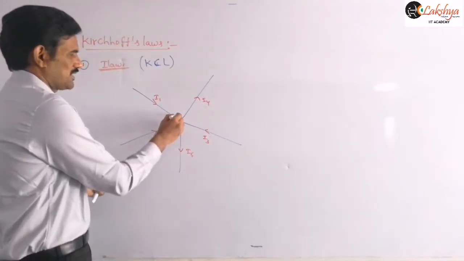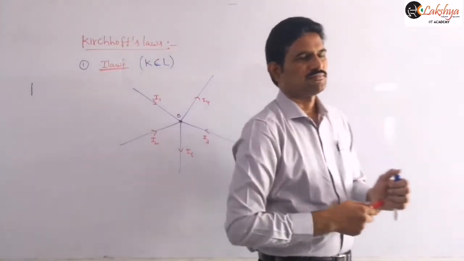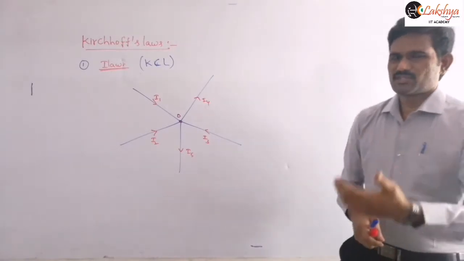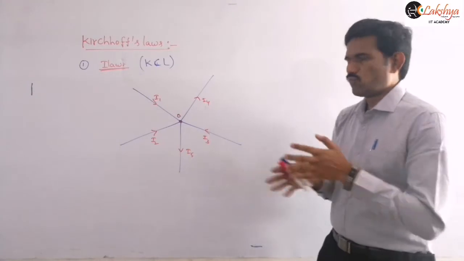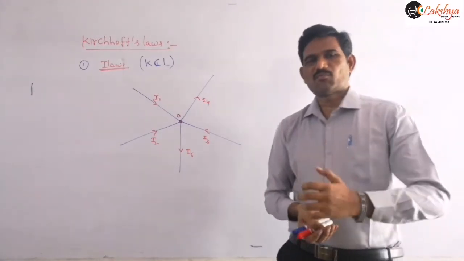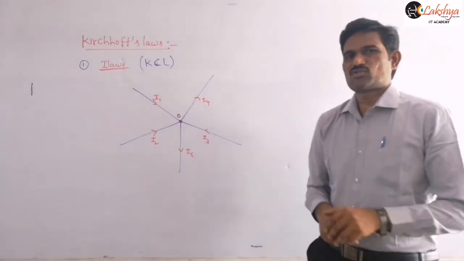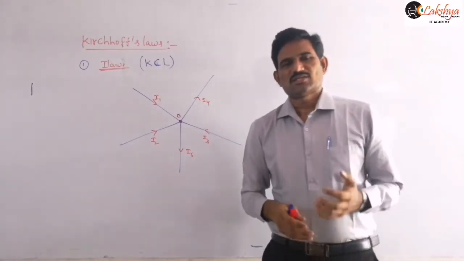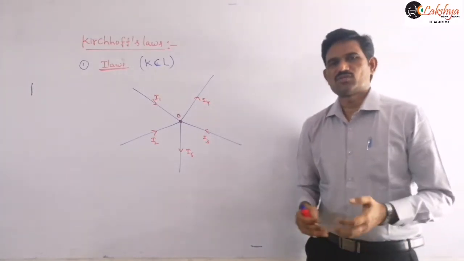Now Kirchhoff's current law, or Kirchhoff's first law, we can express in two ways. The simplest way is: the sum of currents flowing into the junction is equal to the sum of currents flowing out of the junction. That is a simple statement of this Kirchhoff law. At any junction, the sum of currents flowing into the junction is equal to the sum of currents flowing out of the junction, which we already know.